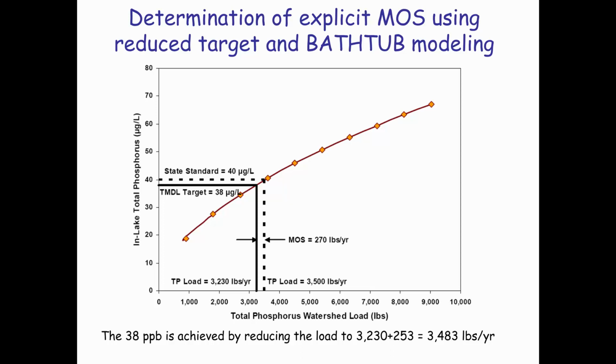Generally, for the TMDL equation, we have an explicit or an implicit margin of safety. And for this case, the margin of safety was set based on using a more restrictive target. So instead of 40 microgram per liter, which would be the water quality standard, it was decided that we'd use 38 microgram per liter. So from our sensitivity curve, the 38 microgram per liter is generated using a watershed load of 3,230 pounds per year.